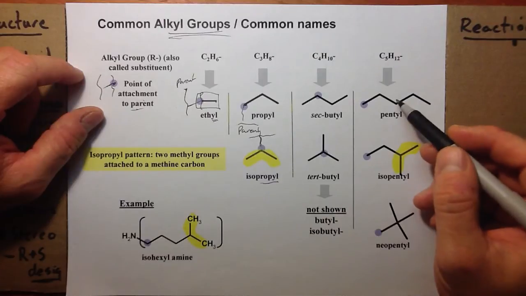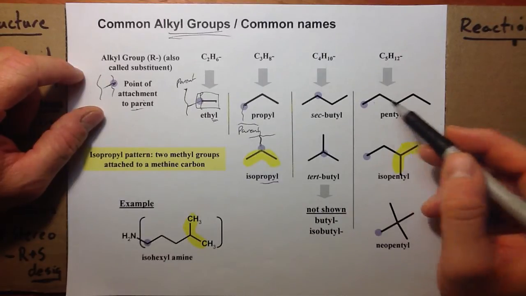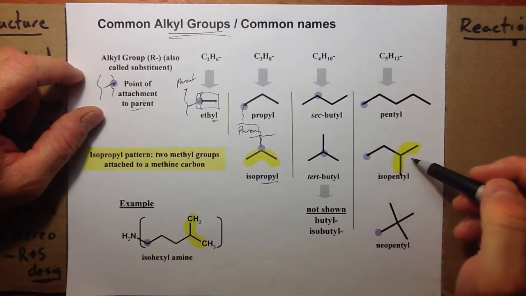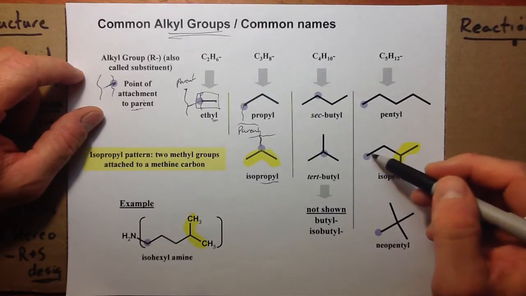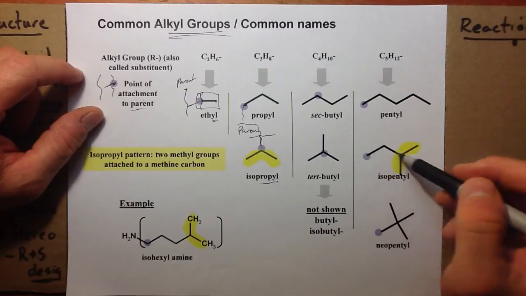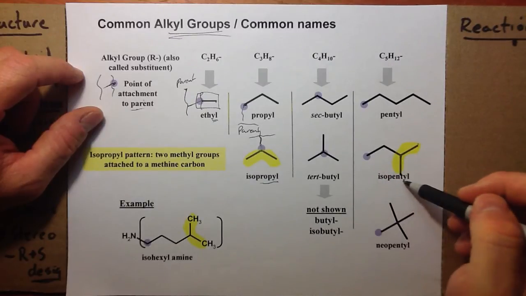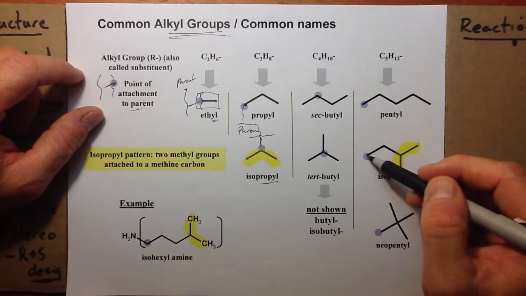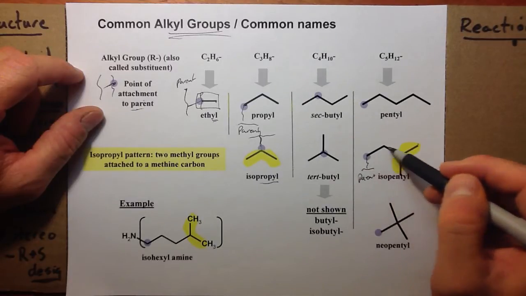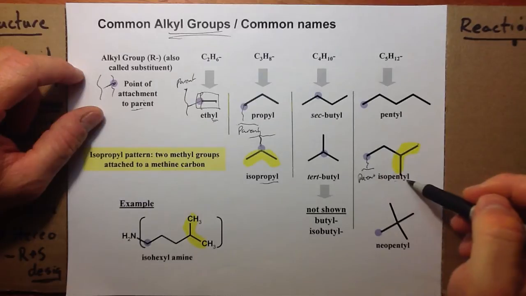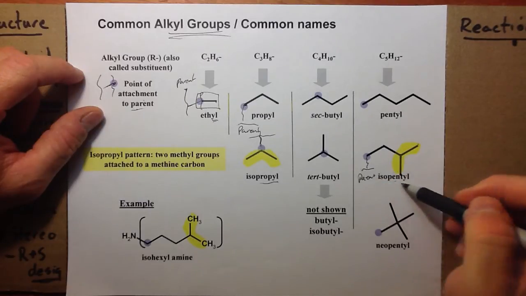Last, we can have for pentane, pentyl, if it's connected from the end, isopentyl, where we have the iso pattern on one end and we just count the number of carbons within the group. 1, 2, 3, 4, 5. So pent. But because this is connected to the parent, this is part of the group. We say pentyl, 1, 2, 3, 4, 5, isopentyl.